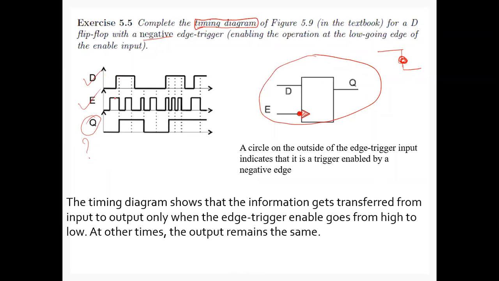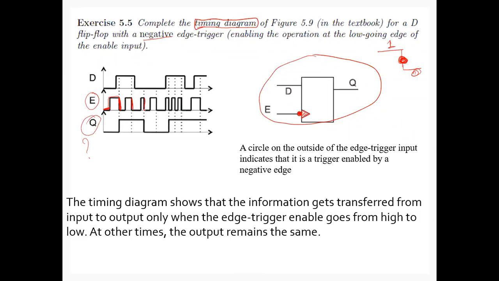Now we have to start with the E. We start with the E. It's negative trigger, so when the trigger goes from high to low, at this point the data transfers. That's the meaning. So where is the high to low here? This is low to high, then high to low is right here. This is the high to low, and this is high to low.